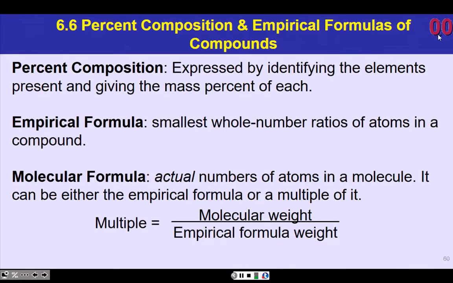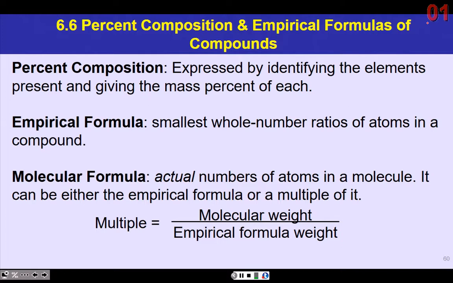Okay, so talking about percent composition, what are we talking about here? Well, it's expressed by figuring out the elements present and giving the mass percent of each. In other words, how many grams out of 100 when we're talking about percent. The empirical formula is how we commonly describe ionic compounds, but it's a smallest whole number ratio of atoms in a compound. This can apply also to molecular compounds at times. Molecular formulas are actual numbers of atoms in a molecule, so it refers specifically to molecules.